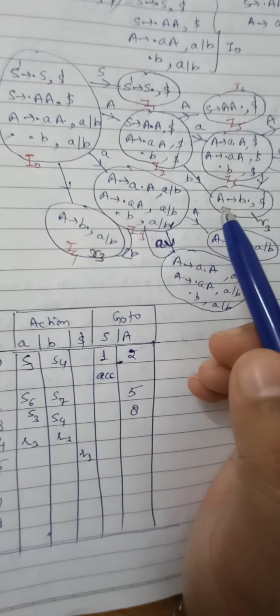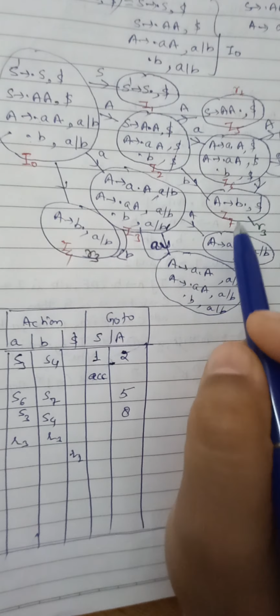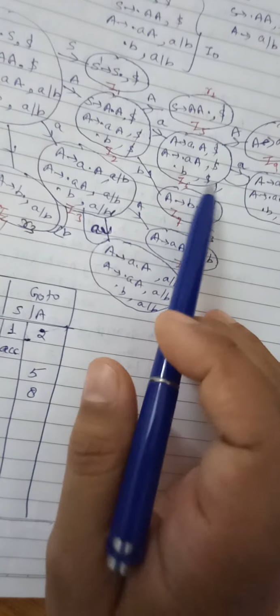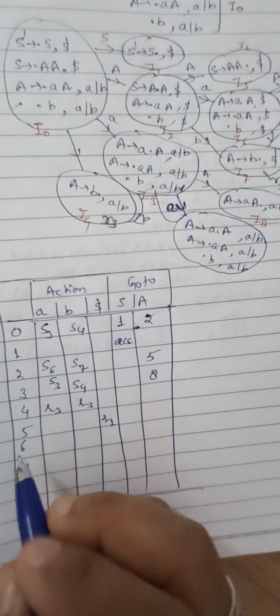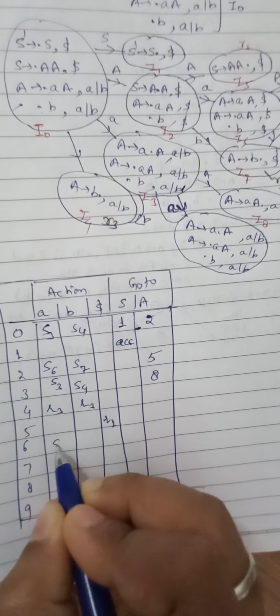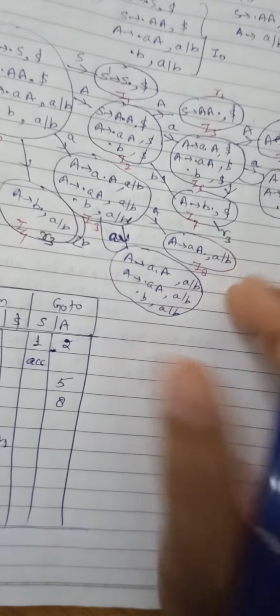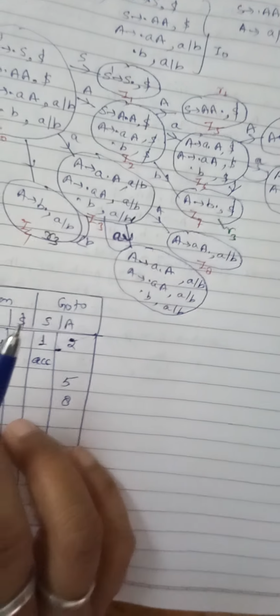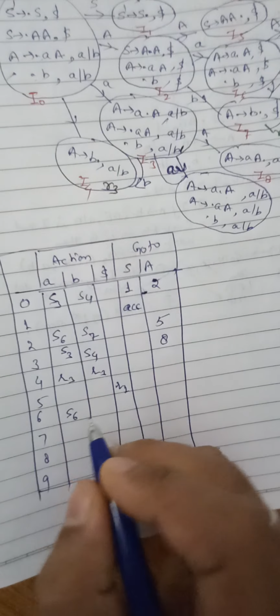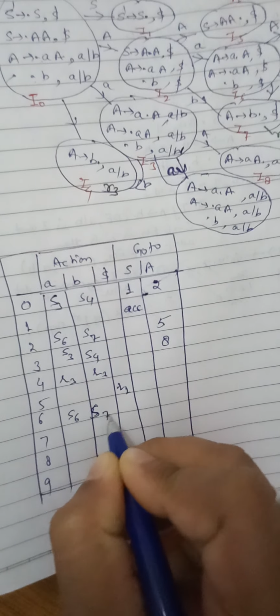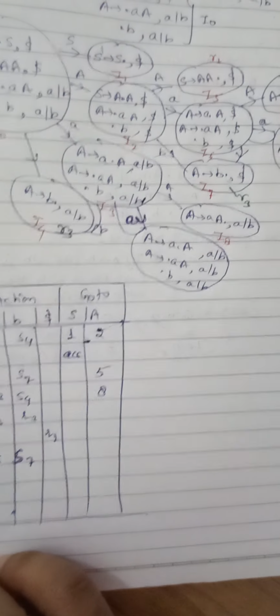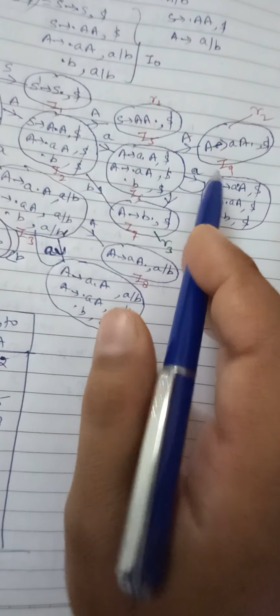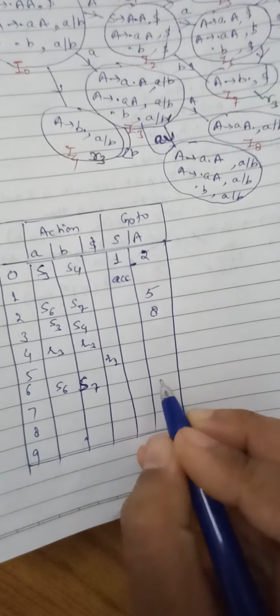Now at the sixth state, I6. From I6 we can see simply for A it is going to I6 only, so we'll write here S6. At the sixth state on A we will write S6, and for B, where it is going to I7, we will write here S7. And for A, where it is going to I9, we will write here 9.